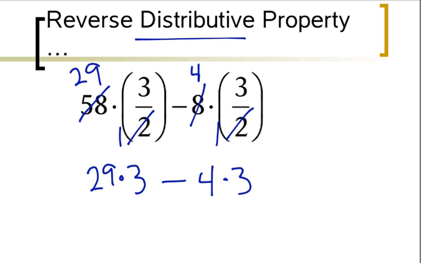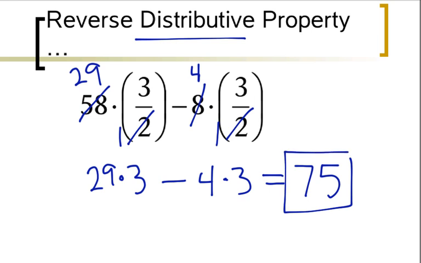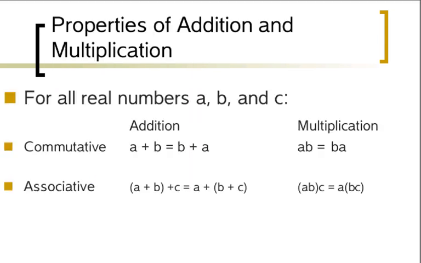Okay, and if I go ahead and multiply these together and then subtract, I'll end up with 75 again. So either way, you get the same answer. Now, just for your reference, these are the properties of addition and multiplication. Maybe you've heard of them before.